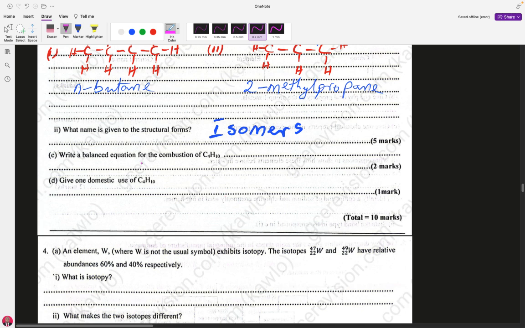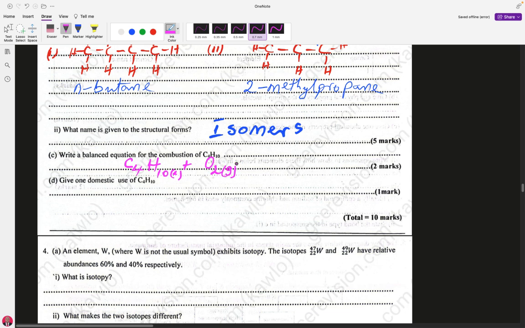Now we have the hydrocarbon here as C4H10. That is the fuel, and it's usually a liquid or a gas. Plus oxygen, which is a gas.